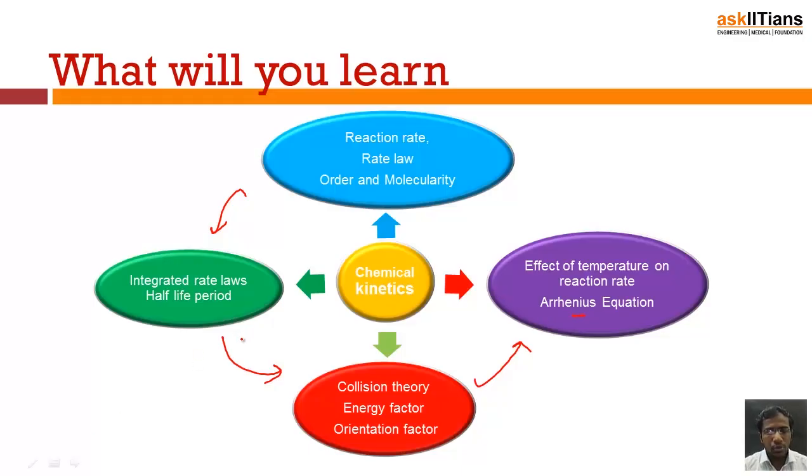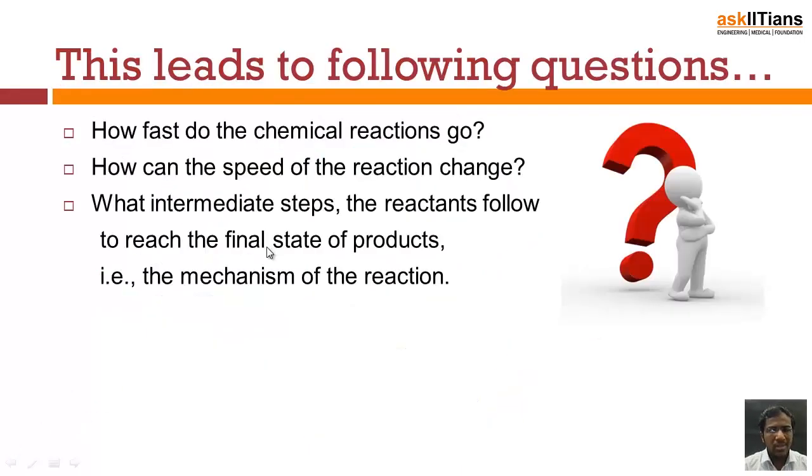So in nature, we have so many chemical reactions. Some chemical reactions take less time to complete and some other chemical reactions take more time to complete. So the speed or the rate at which chemical reactions progress is different. Different reactions will occur at different rates. So how fast do the chemical reactions go?